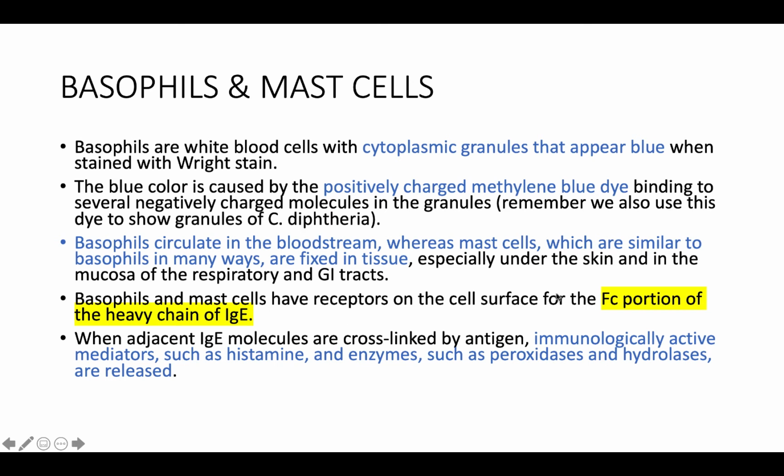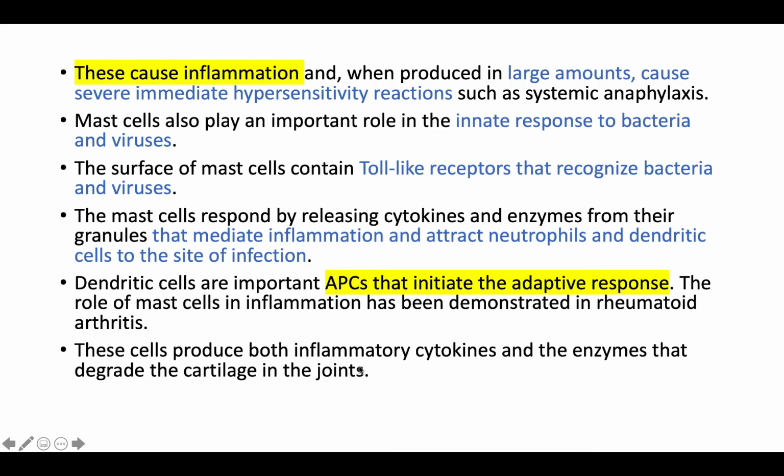So they have receptors for the Fc portion of the heavy chain of IgE. Lots of IgE can cross-link and then release their mediators, histamine, which is a potent anaphylatoxin, and then enzymes such as peroxidase, hydrolases, and others are released. They cause inflammation, and then large amounts cause severe immediate hypersensitivity. This is type 1 hypersensitivity and causes anaphylaxis.